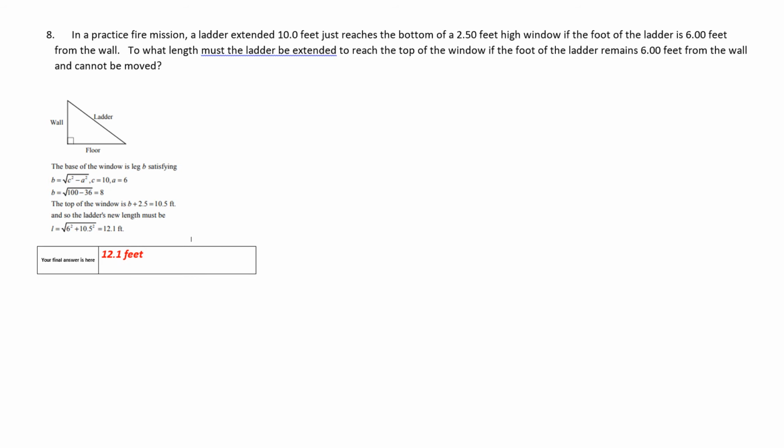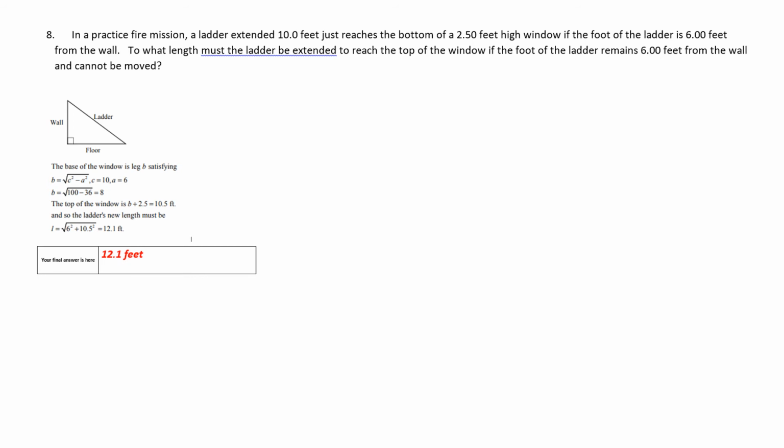In a practice mission, a ladder is extended 10 feet just to reach the bottom of a 2.5 foot high window, and the foot of the ladder is 6 feet from the wall. To what length must the ladder be extended to reach the top of the window if the foot of the ladder remains 6 feet from the wall and cannot be moved?